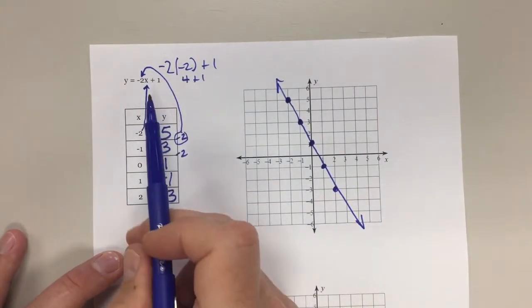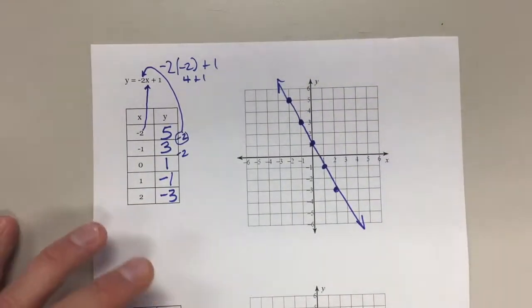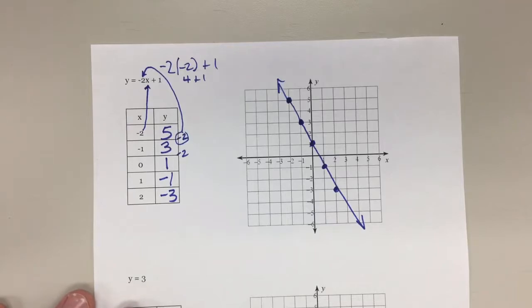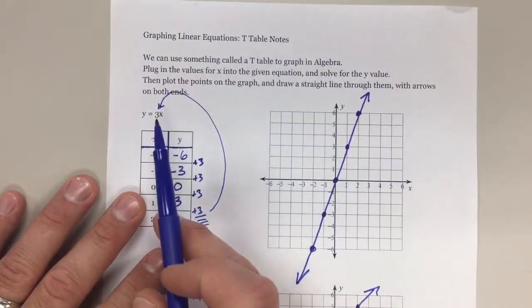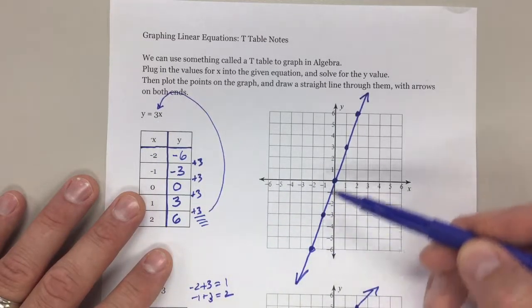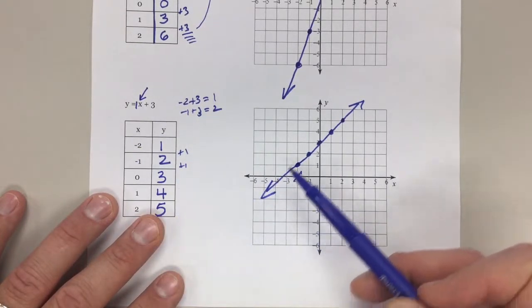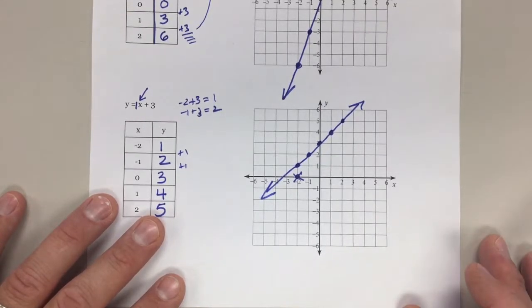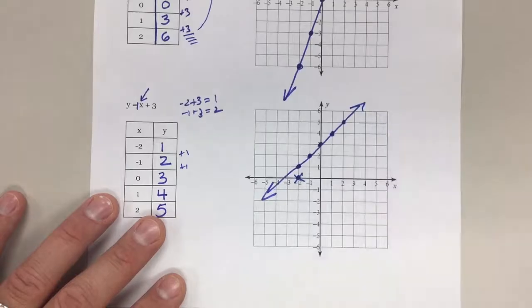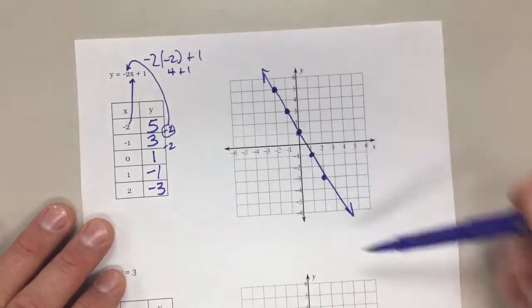One thing to notice, the number next to x was negative this time, so the graph was going down from left to right. On our previous two examples, the number next to x was a positive number, so they were going up from left to right. Again here, the number next to x was positive, it was a 1, so the line's going up from left to right. That will always be the case. If the number next to x is positive, the graph goes up from left to right. If the number next to x is negative, the graph will go down from left to right.